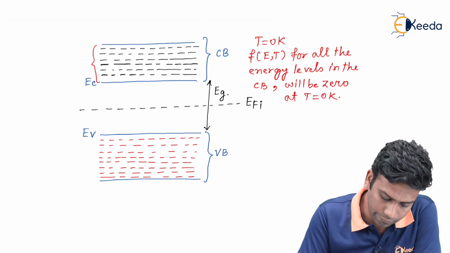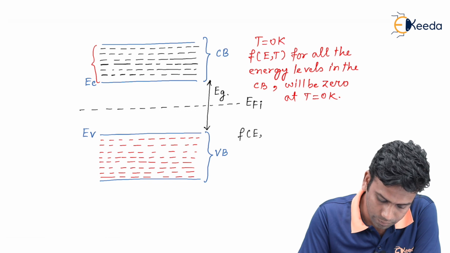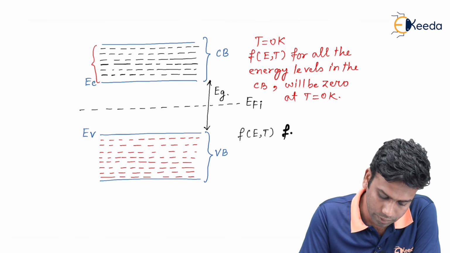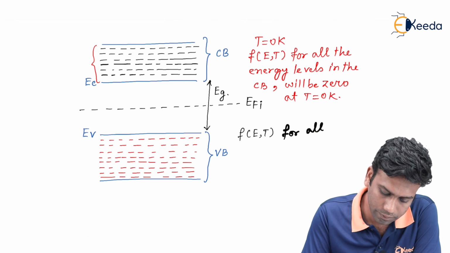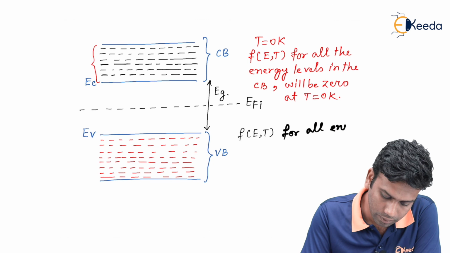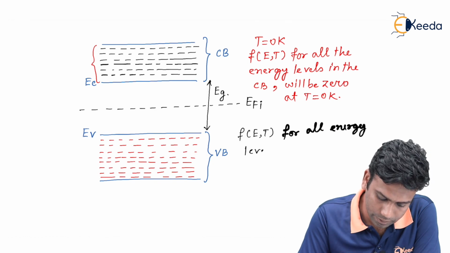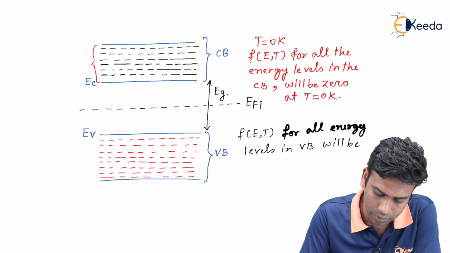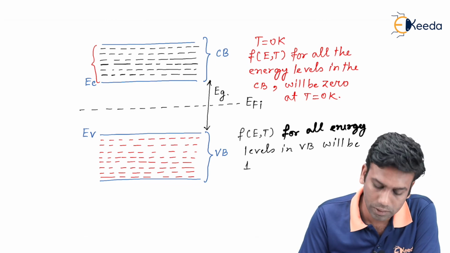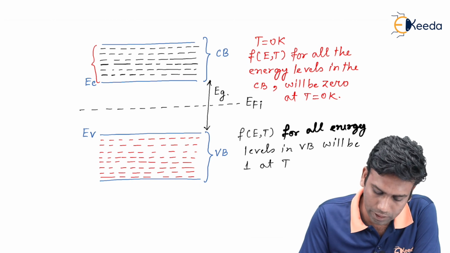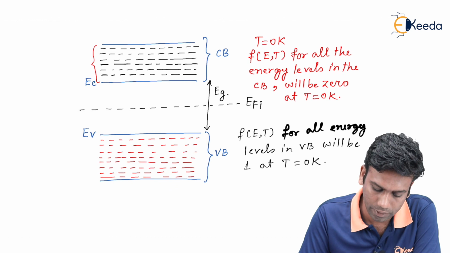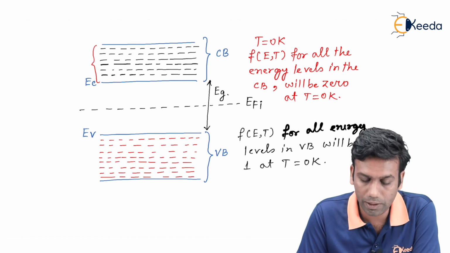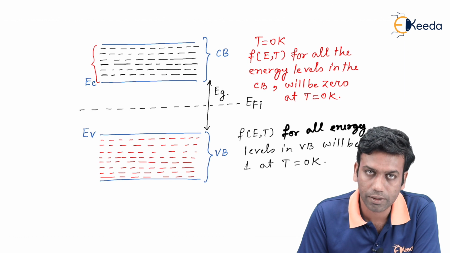But the Fe(T) value for all the energy levels in the valence band will be 1 at temperature equals to 0 K. So, this is all about the introduction of Fermi level of the intrinsic semiconductor. Thank you.